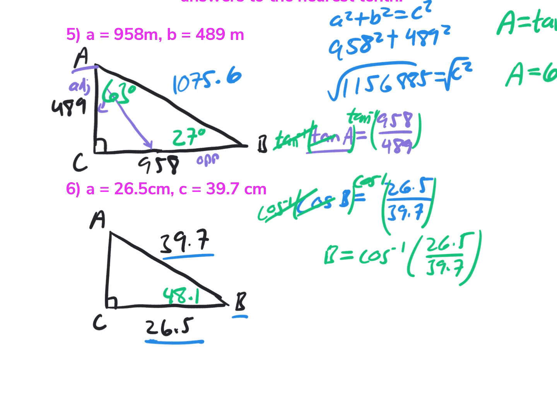Now that we have angle B, we can find angle A. Angle A is just going to be 90 minus whatever we got for angle B, which is going to be 41.9.